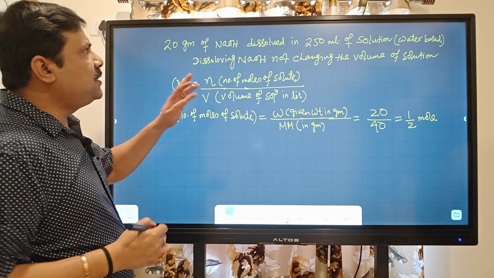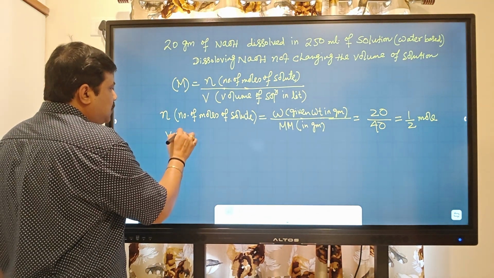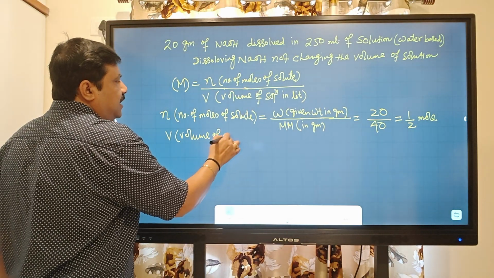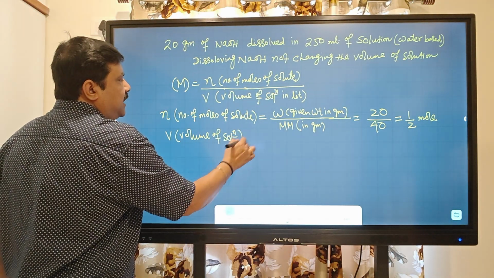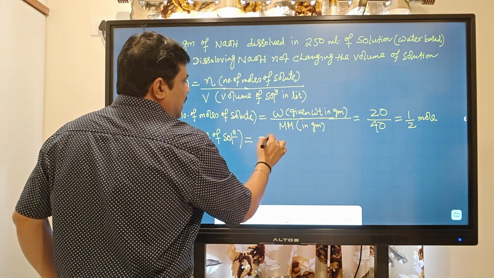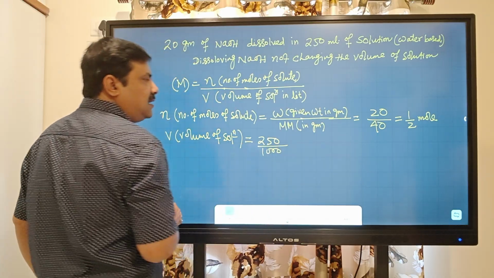Then the volume of the solution, V, I have to take in liters. Immediately what I have to do: whatever the ml is, I have to divide it by 1000. ml to liter conversion, divided by 1000. So that's what I did.